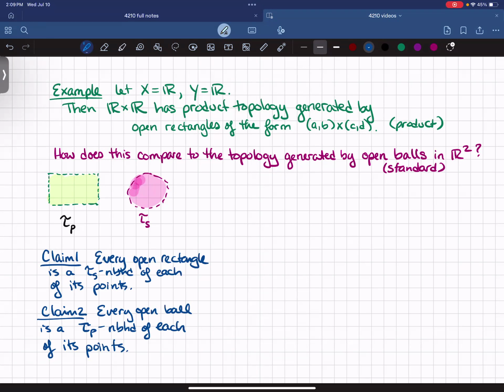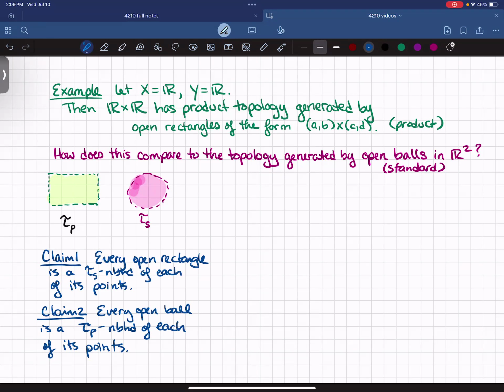So I'm claiming that open rectangles are neighborhoods in the standard topology, and open balls are neighborhoods in the product topology. Okay. I mean, we know open balls are neighborhoods in the standard topology because they're open sets. So they're a neighborhood of each of their points. We know that. So first, let's see why these two claims are true.